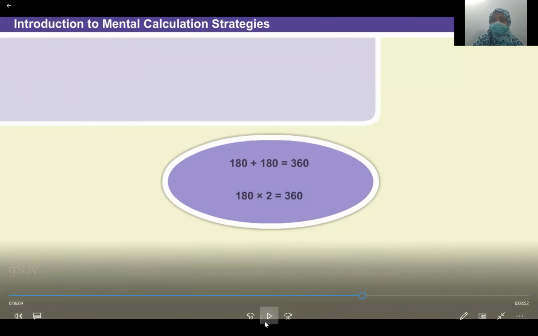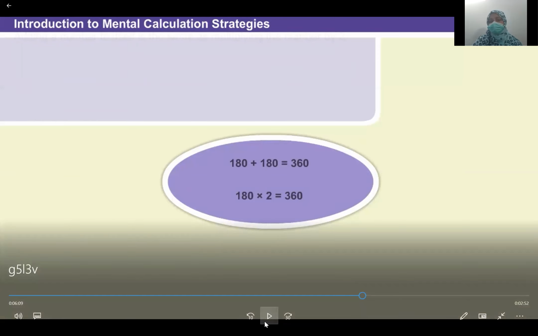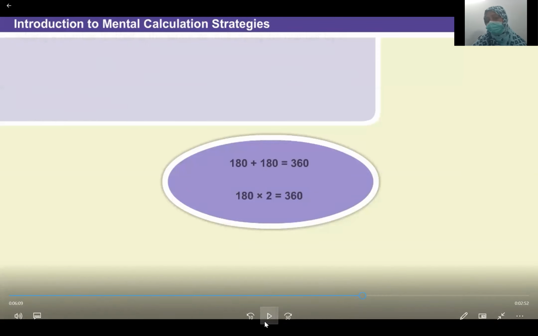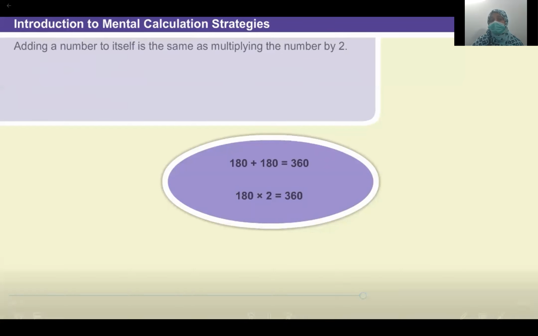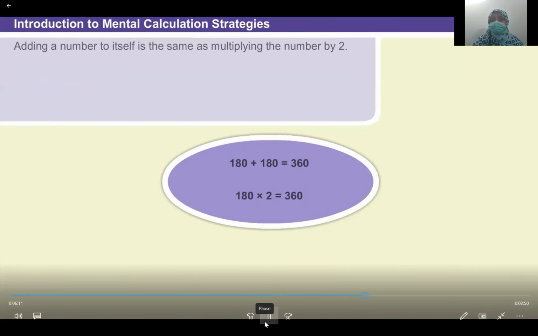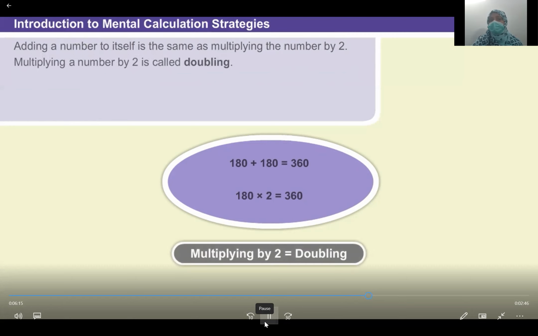So adding a number to itself is the same as multiplying a number by 2. So if you multiply a number, like 180 is my number, by 2, I will be getting the same answer, which is 360. Okay, so what do we call this? Adding a number to itself is the same as multiplying the number by 2. This is what we call doubling of a number.